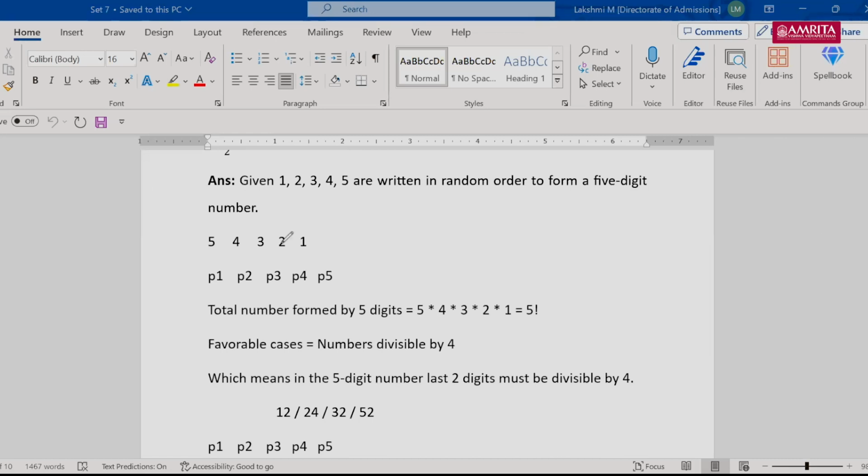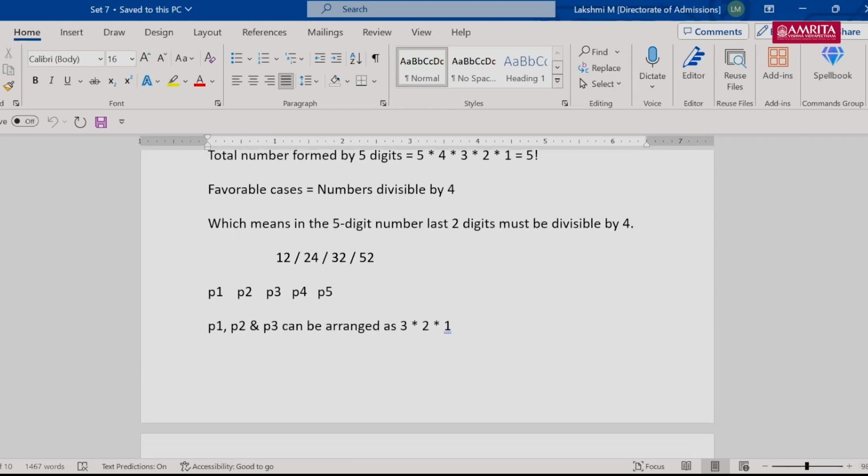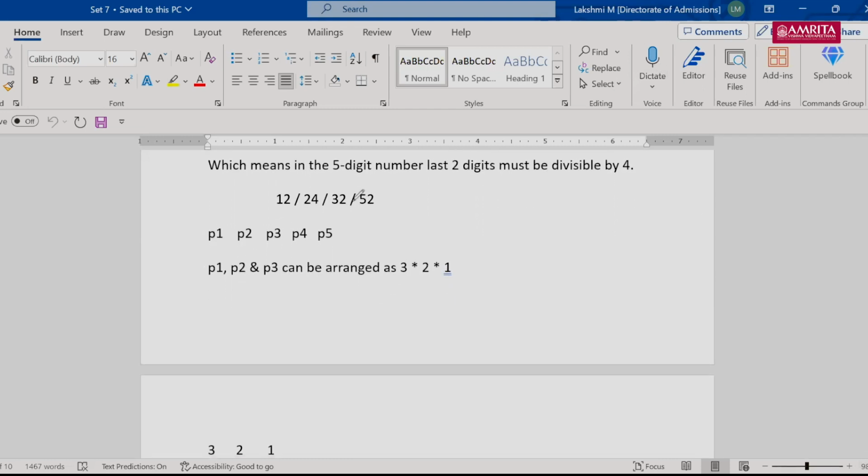So this is what is given in the question. 1, 2, 3, 4, 5 are written in random order to form a 5-digit number. So the total will be 5 factorial, that's 120. Now, the favorable cases have to be the number divisible by 4. When it comes to a 5-digit number to be divisible by 4, you need to think of the last two digits. The cases are 12, 24, 32 and 52 with 1, 2, 3, 4, 5 combinations.